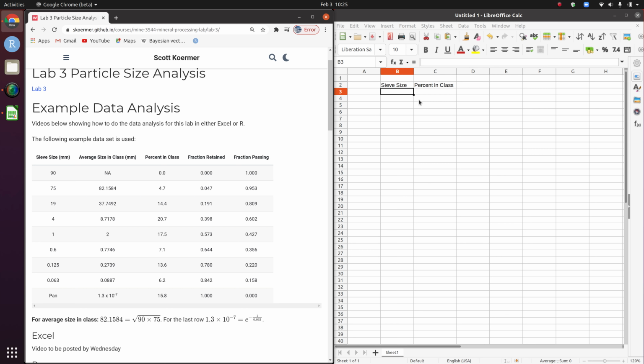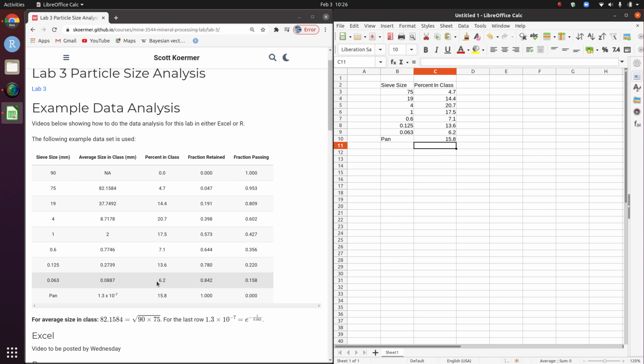So starting with the second row, our sieve sizes are 75, 19, 4, 1, 0.6, 0.125, and 0.063. And we're also going to need some data for the pan in our calculations. Percent in class. So starting from the second row again, we have 4.7, 14.4, 20.7, 17.5, 7.1, 13.6, 6.2, and 15.8. Alright.